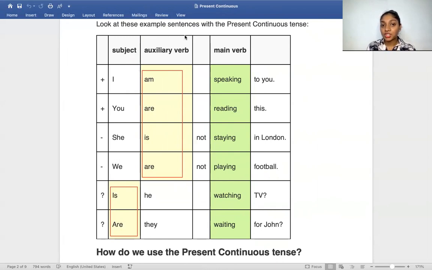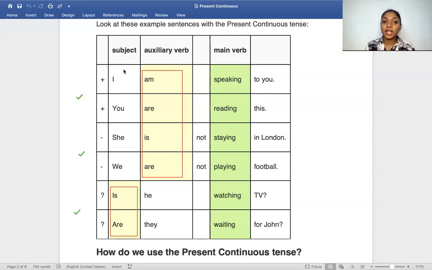That means when we ask questions we move it to the front. And what are the three types? We have positive sentences, negative sentences, question sentences. So these three are common to every tense. That means in any tense we can make three types of sentences. Positive, negative and question form. So when you ask questions, many people get confused in the question form.